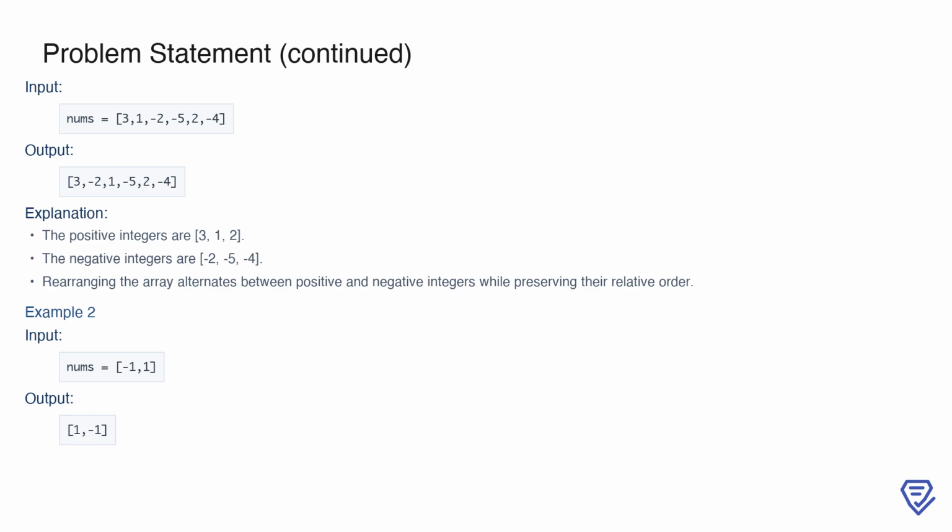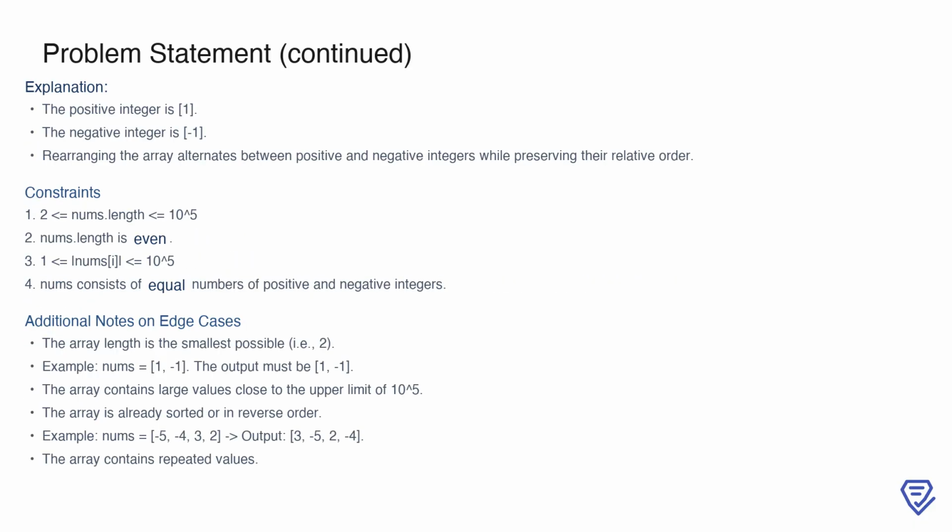Another example is nums equals -1, 1. In this case, the positive integer is 1 and the negative integer is -1. Rearranging them alternately results in the output 1, -1. Looking more closely at the explanation for nums equals -1, 1, we observe that since there is only one positive and one negative integer, the output is simply 1, -1, alternating between the two.